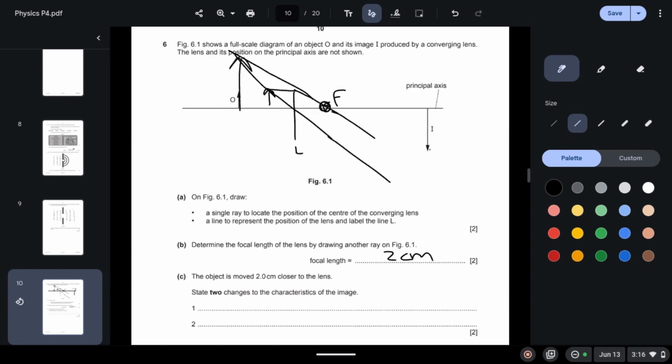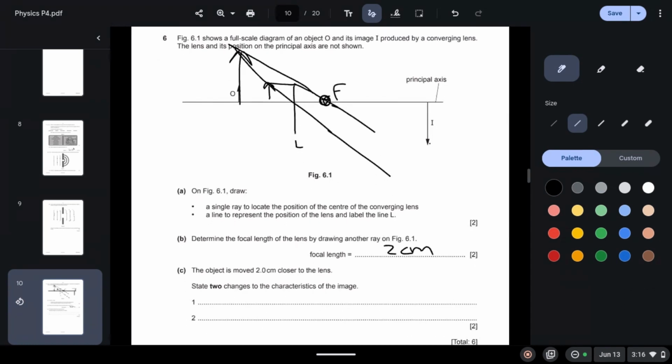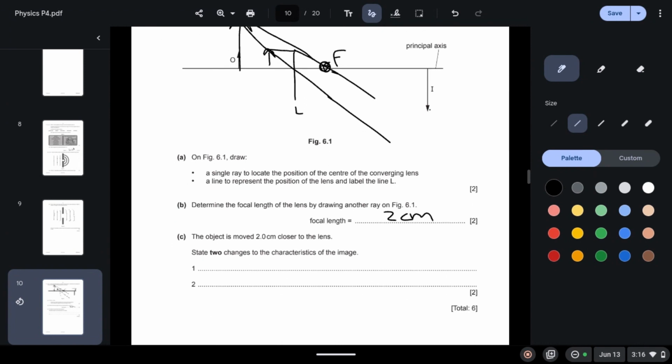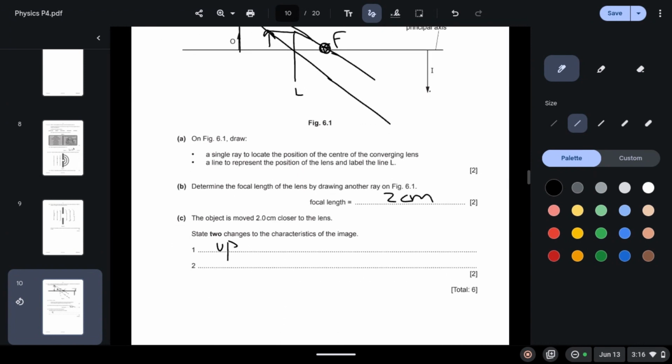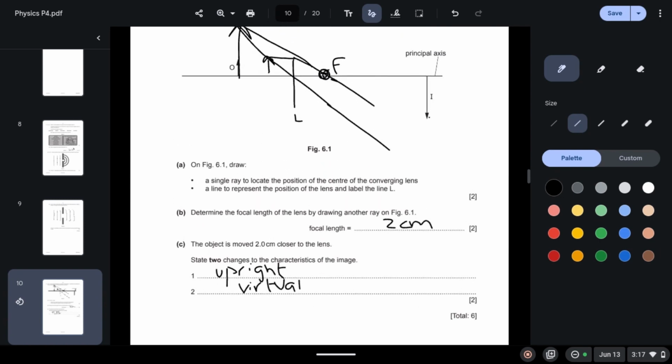So they are asking to state two changes to the characteristics of the image. So before the image was inverted, but this time the image will be upright. And it will be virtual, because images formed on the same side of the object are virtual.